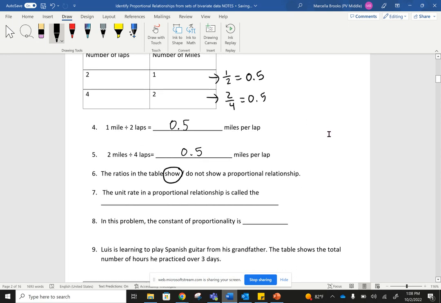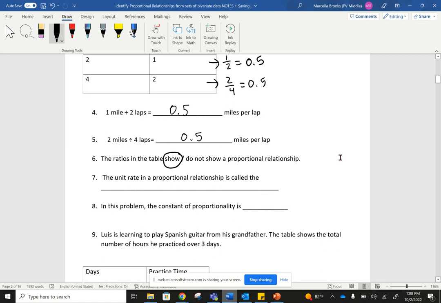The unit rate in a proportional relationship is called the constant of proportionality. I know that's long. Proportionality.